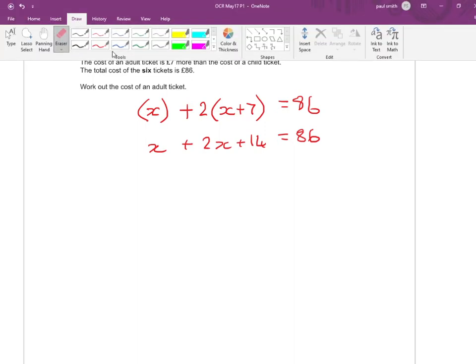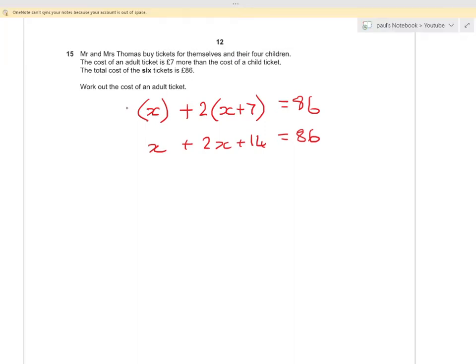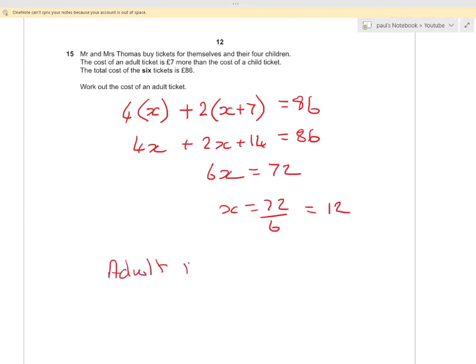Right, let's do that again then. So we've got 4 children. So that's 6x equals 86, take away 14, 72. So x equals 72 divided by 6. 72 divided by 6 is 12. £12 for a child. So an adult now is 12 plus 7, which equals £19.